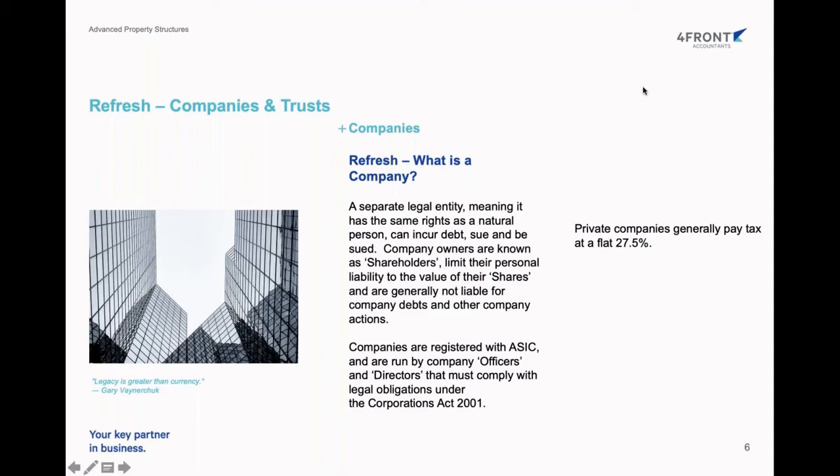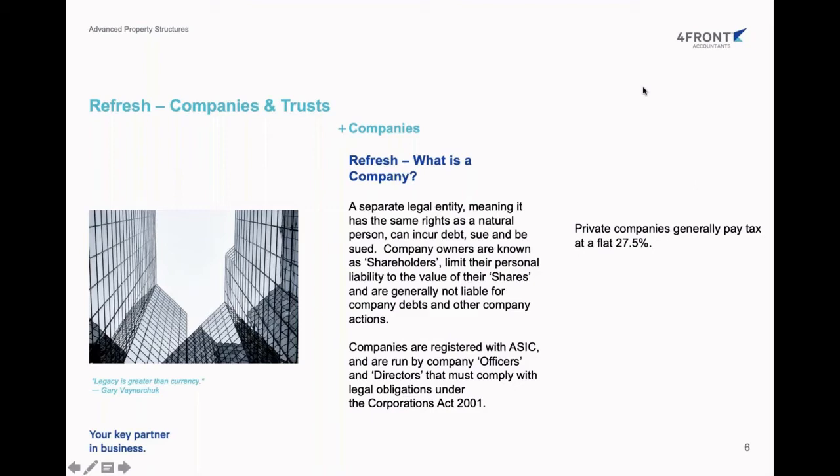All right, so what is a company? A company, and I'll read this verbatim because it's important and I've kept it as concise as I can, is a separate legal entity, meaning it has the same rights as a natural person, insofar that it can incur debt, it can sue and be sued, it can enter into contracts, it can buy things, sell things, and own things. Company owners are known as shareholders, and it limits their personal liability. They're generally not liable for company debts and other company action, which is a really important reason why people use companies. You use companies to protect yourself and mitigate risk.